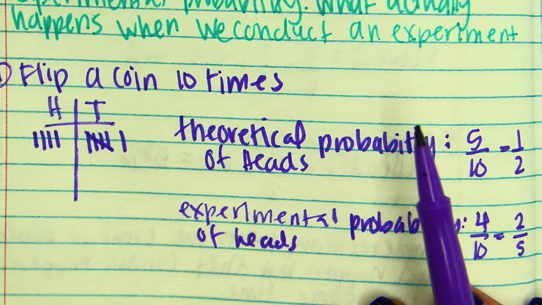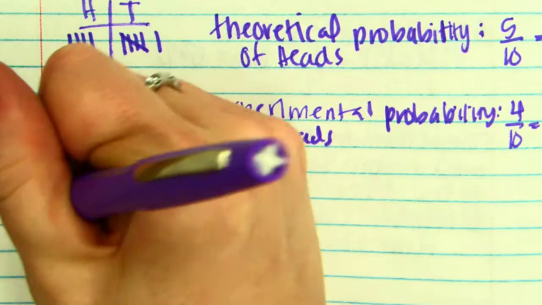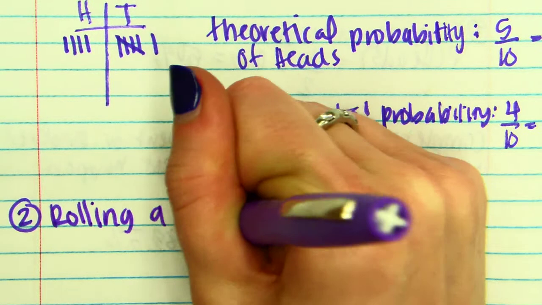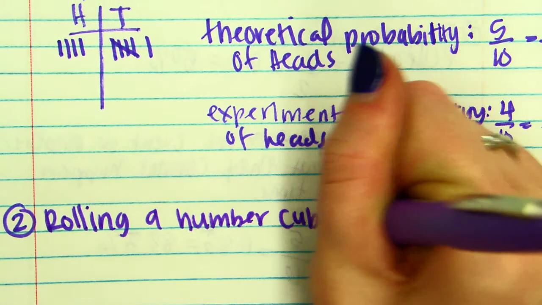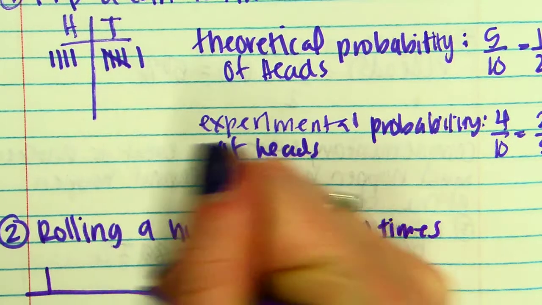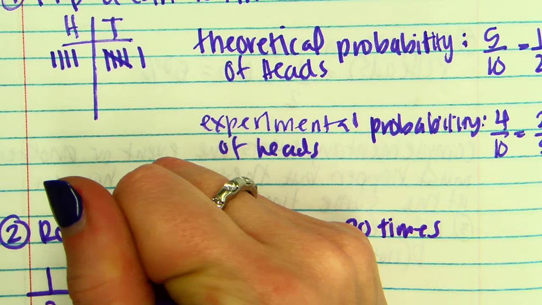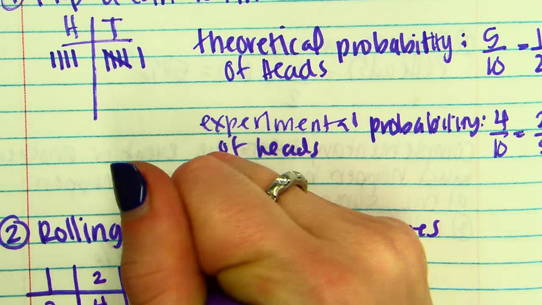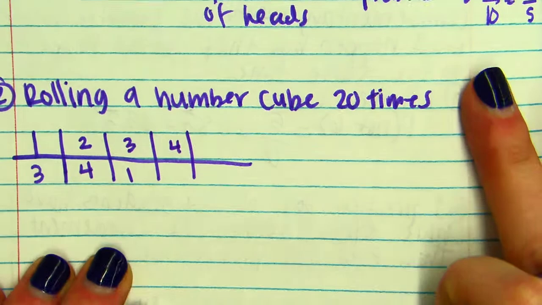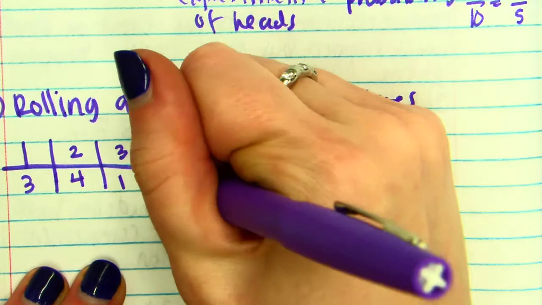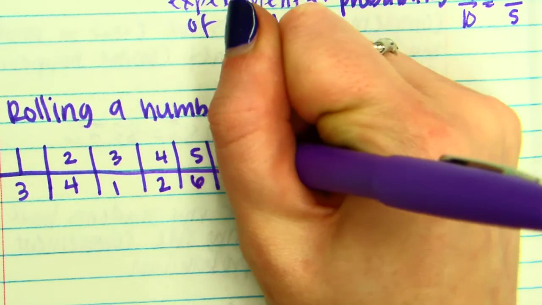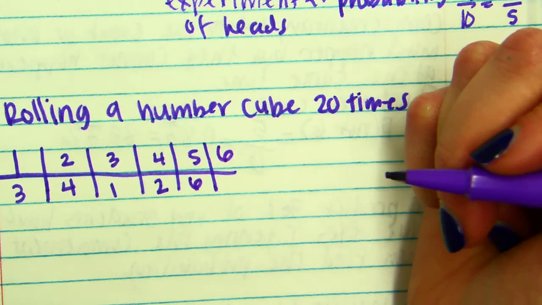Let's say we do the same thing with a dice. I should call it a number cube. So rolling a number cube. Let's say I roll it 20 times. And when I rolled it, I got a 1 3 times, a 2 4 times, a 3 1 time, a 4 2 times, a 5 6 times, and a 6 4 times.